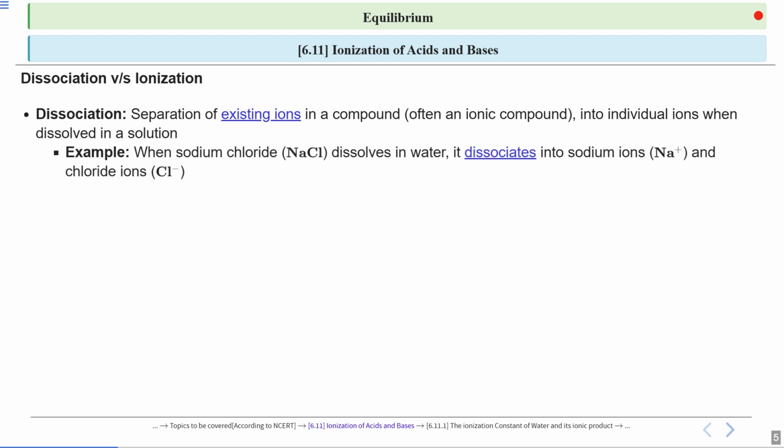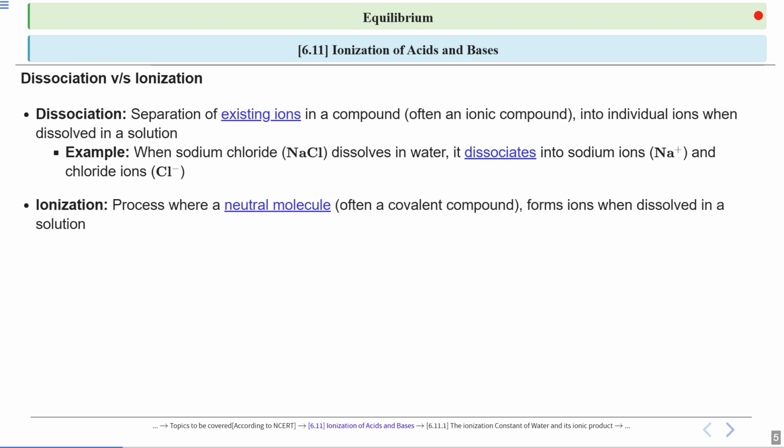For example, if you take a sodium chloride, not a molecule, I would say a formula unit of the sodium chloride, then this formula unit already consists of Na+ and Cl-, which are its ionic form, right? And when you break these ions apart, or you can say when you overcome the electrostatic attraction between Na+ and Cl-, then they are separated in a solution. This process is called dissociation.